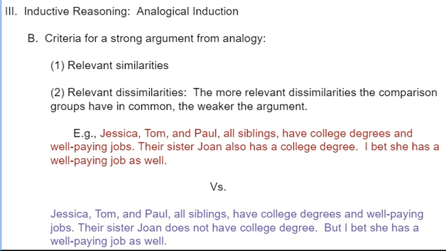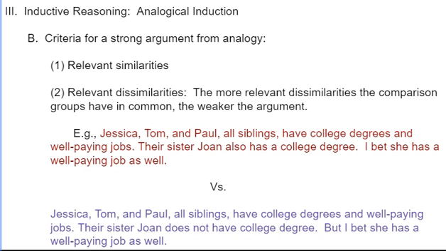The case where Joan was both a sibling and had a college degree, there the conclusion is much more warranted. It's a much stronger inductive argument because there are more relevant similarities. Whereas in the second example, where she doesn't have a college degree, she's different from her siblings, there are relevant dissimilarities that are making the argument weaker. So in this example, the red text is a much stronger argument than the one in the blue text, because the one in the red text has relevant similarities, whereas the one in the blue text has relevant dissimilarities.